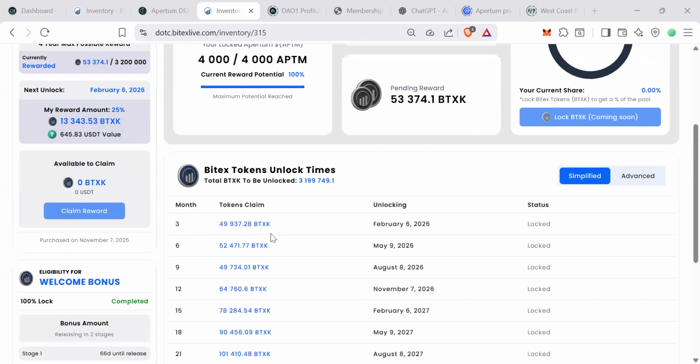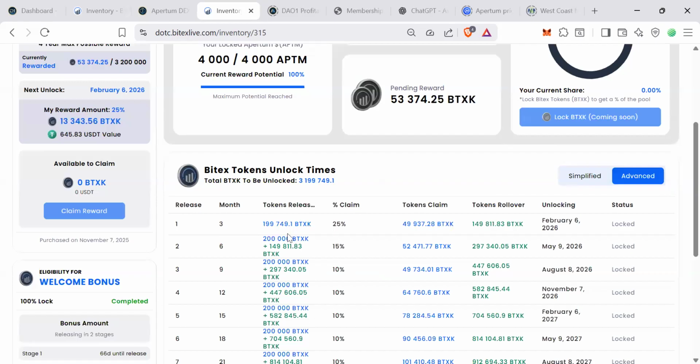And here you can see mine. If I just click on advance, you can see that I'm getting 19,000 coins, of which 25% is the 49. The balance carries over, same as yours. I get another 200,000 coins plus the 149. I get 15% of the total. You can do the calculation.